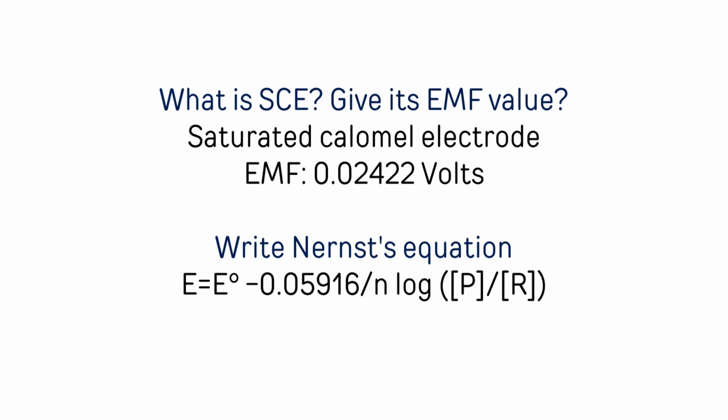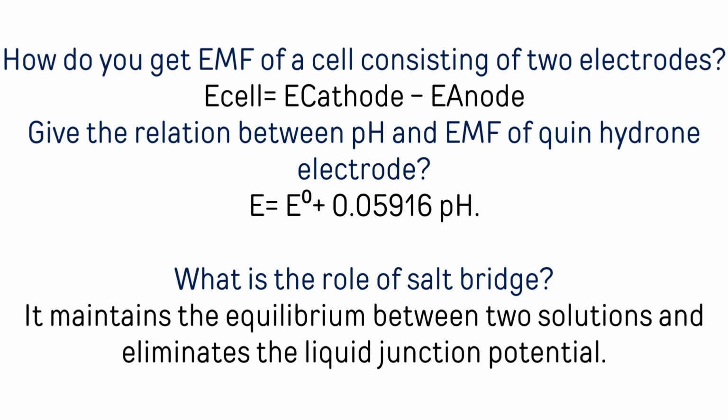Write Nernst equation: E equals E0 minus 0.05916 by n log P by R. How do you get EMF of a cell consisting of two electrodes? E cell equals E cathode minus E anode. Give the relation between pH and EMF of quinhydrone electrode: E equals E0 at 25 degrees plus 0.05916 pH.